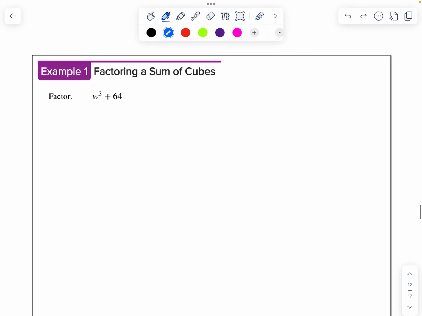So if I had w to the third plus 64, looking through the chart, I'm going to say, can I do a GCF? No, I can't. How many terms are there? There are 2 terms. So I'm looking for a difference of squares, or I'm looking for cubes. This is not a difference, and they're not squares. So it's not a difference of squares. I'm thinking that this is going to be cubes. That is w times w times w, and that is 4 times 4 times 4. So they are both perfect cubes.